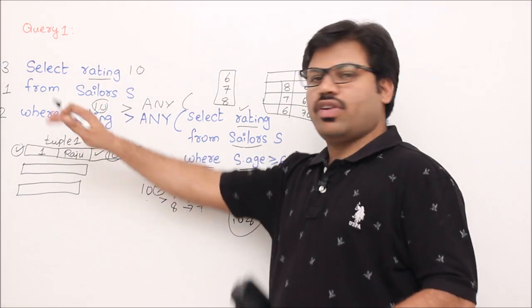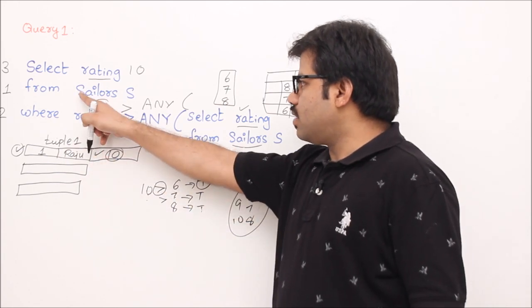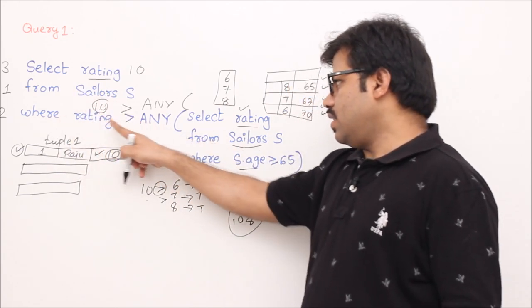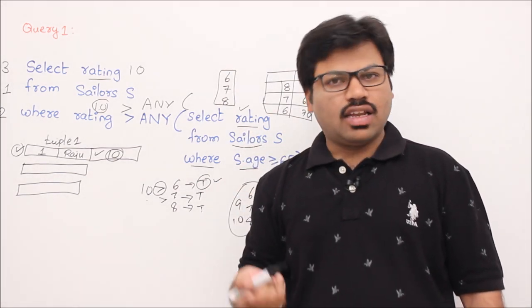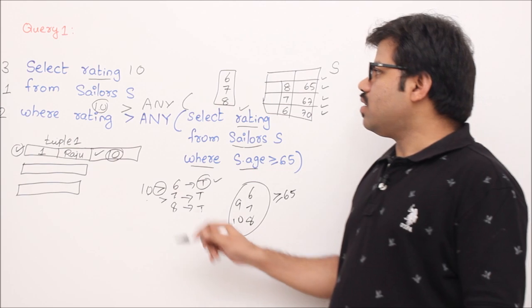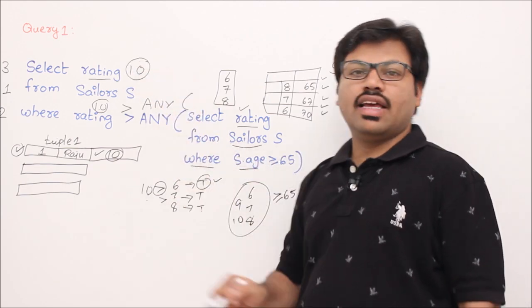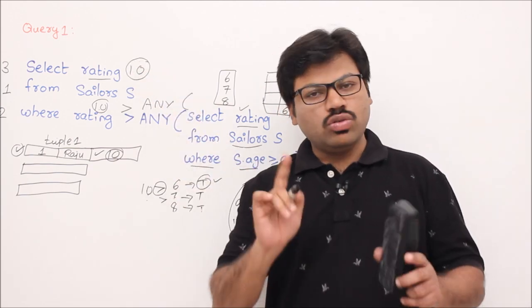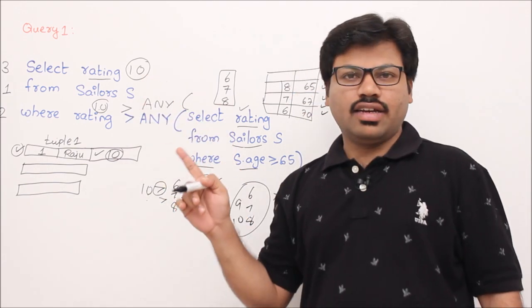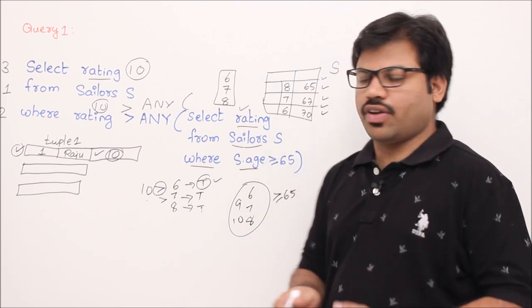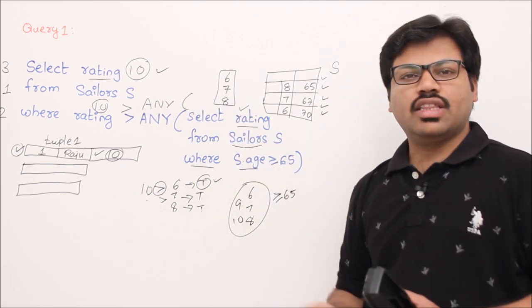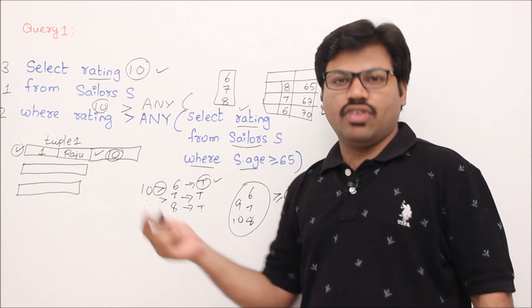Now we are coming from the left. We are going to print sailors whose rating is greater than at least one sailor whose age is greater than or equal to 65. That means the rating to be printed is the rating of a sailor whose rating is greater than at least one sailor whose age is greater than or equal to 65. That's it. That is the output. In that way, if you evaluate the query step by step, we can understand easily.